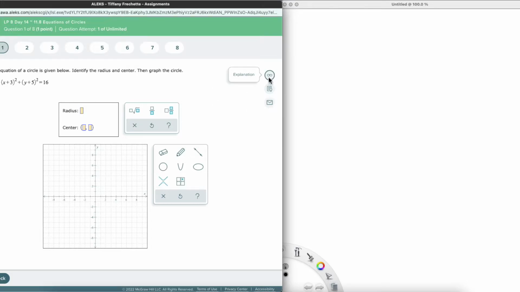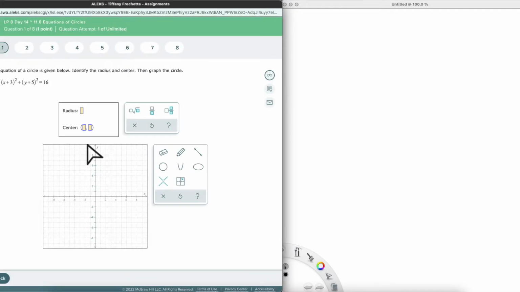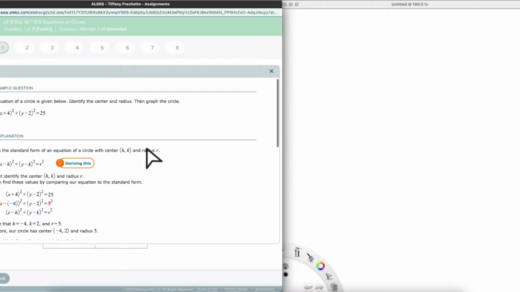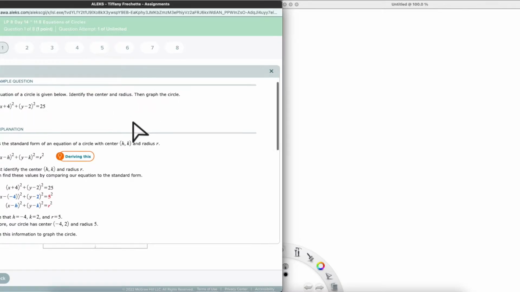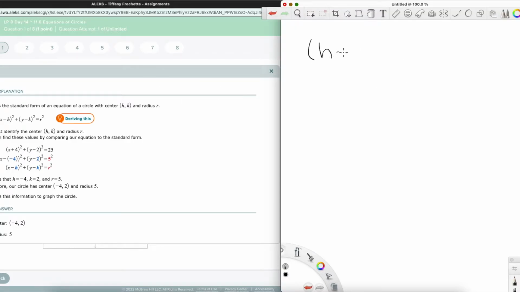Down here we have explanation, example, and message center. So explanation tells you you're going to lose your question attempt because it's going to give you the answer to this question. So you're not going to get the answer and then get to come type it in. Example will give you an example of something very similar to what it is we're looking at. So here it says, the equation of the circle given below, identify the radius in the circle of the graph. Well, we need to know this equation here. So let's go ahead and write it in our notes.